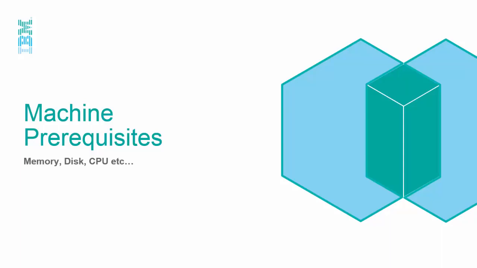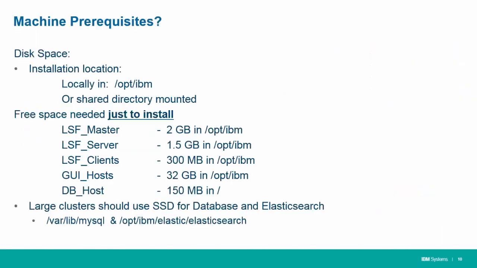Okay, let's talk about the machine prerequisites. In terms of disk, we have two install options. You can install locally, and that will install in /opt/ibm, or you can install on a shared directory, so it could be either NFS or Spectrum Scale. One note there, we do install some components locally anyway, even though you have provided a shared file system. This is really for performance reasons and to make sure that the monitoring data is still available, even if there's a problem.